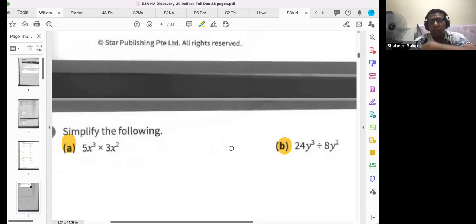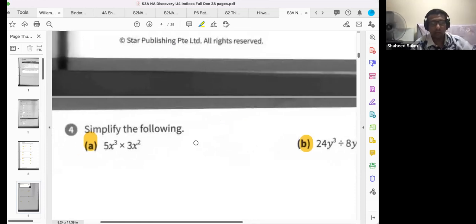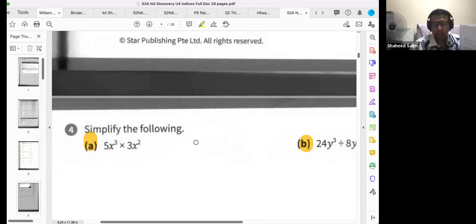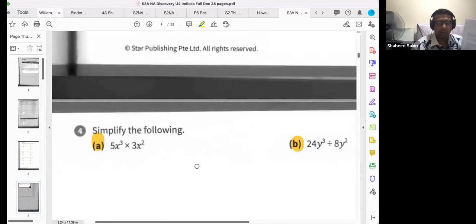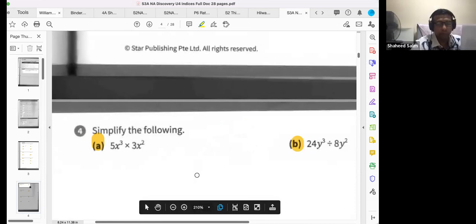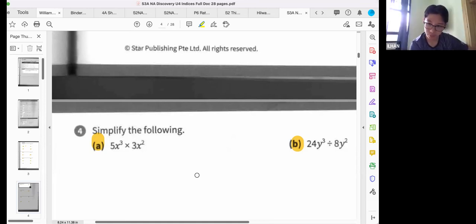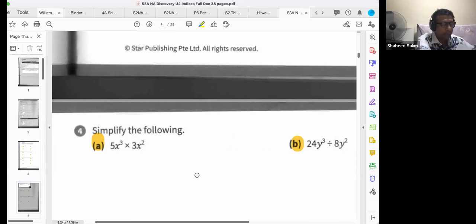You try now. You can use your paper and whatnot, and can you simplify it? With index notation or not? Yeah, index notation. 15x to the power of 5. Okay, well done. Next one, please.